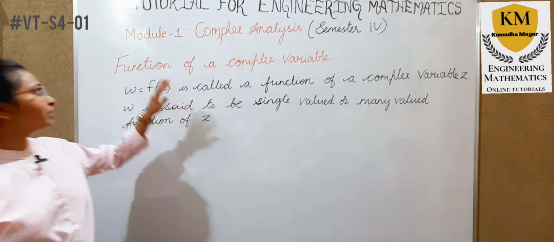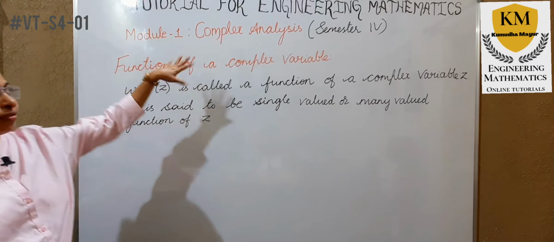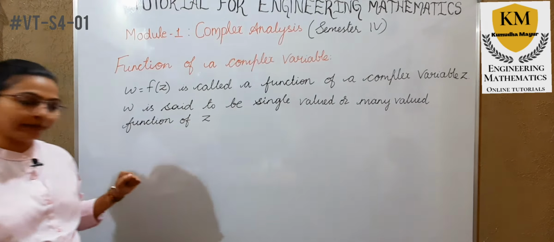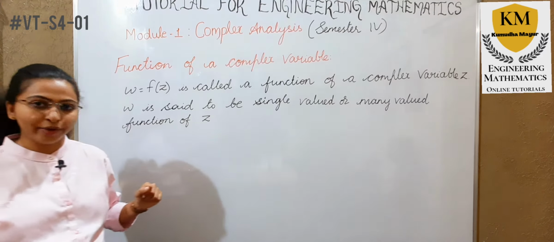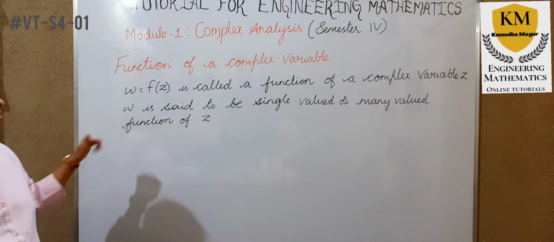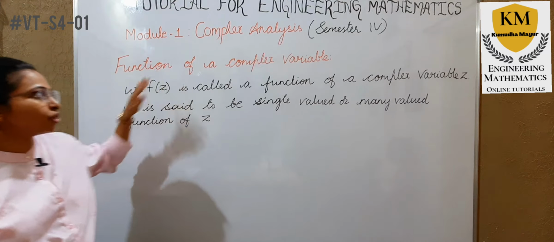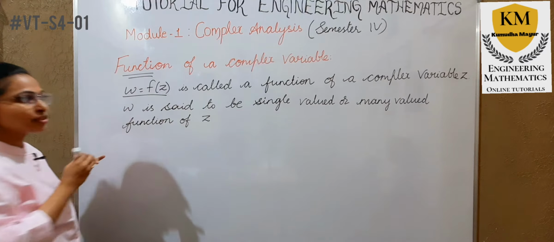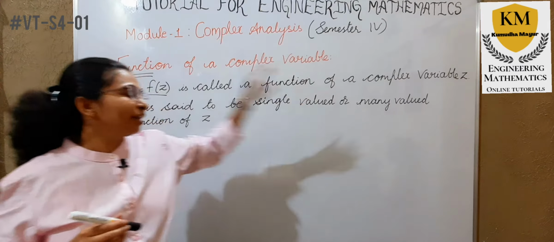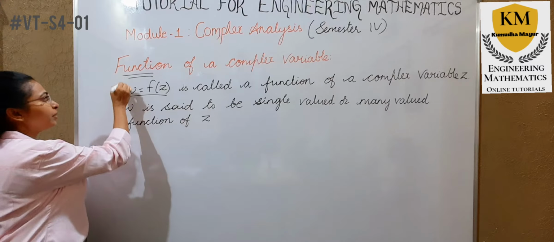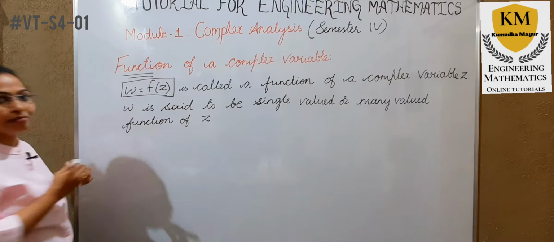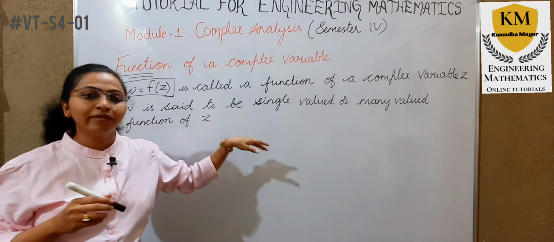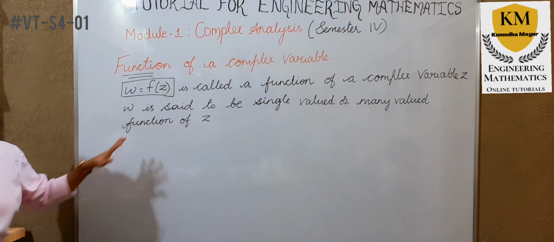Now, let us understand what you mean by a function of a complex variable. We learned the definition of complex variable, that is z is equal to x plus iy. Now let us understand what you mean by function of a complex variable. When w is equal to f of z, it is called the function of a complex variable z. You will understand this exactly when it comes to the implementation of problems, where w is said to be a single valued or many valued function of z.